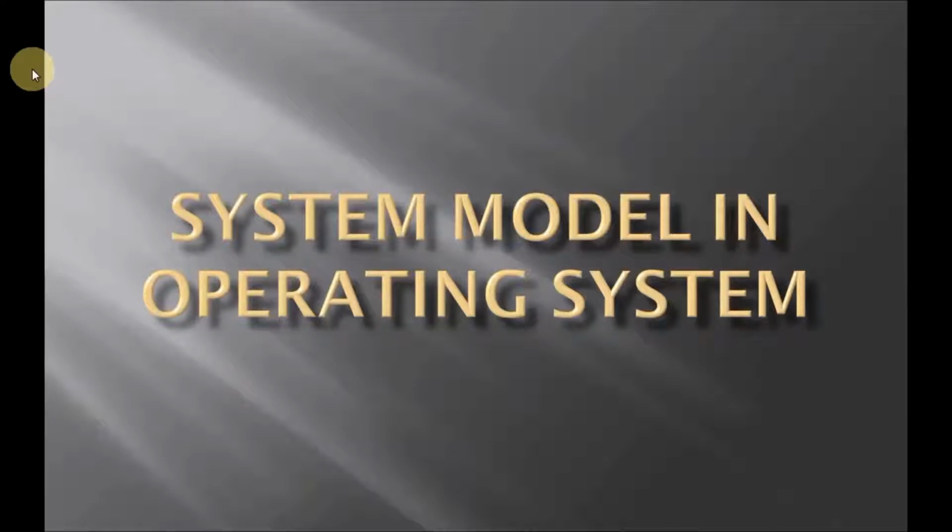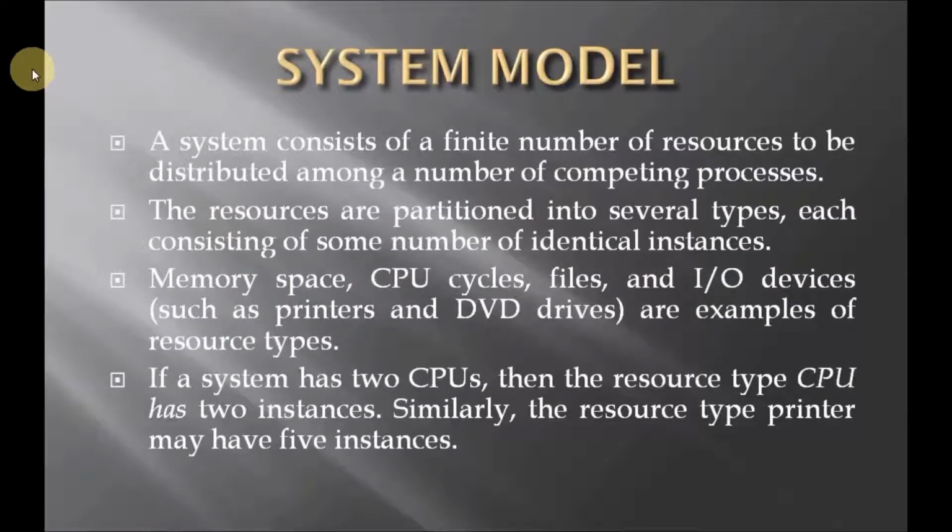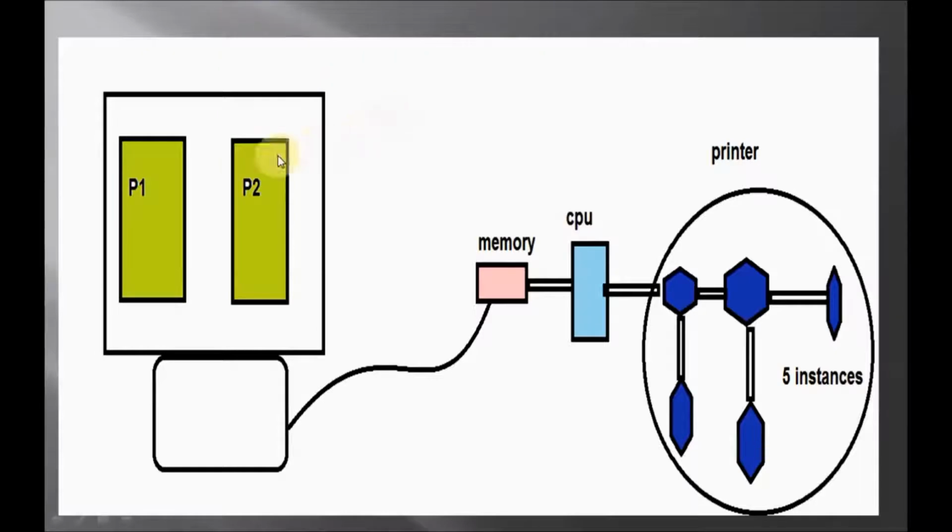Let me begin the explanation of the system model in operating systems. Consider a system that contains a finite number of resources. Here in the system model, I should consider that a system, that means our computer, must contain a finite number of resources, and those resources can be shared among the processes. Right guys?